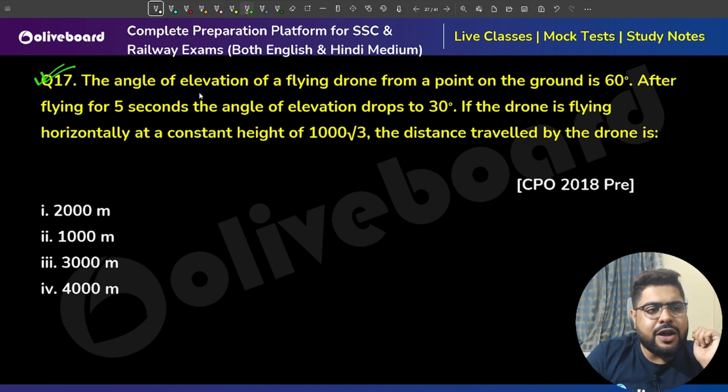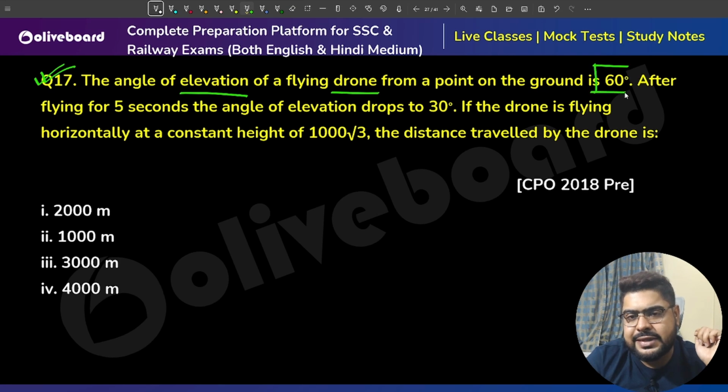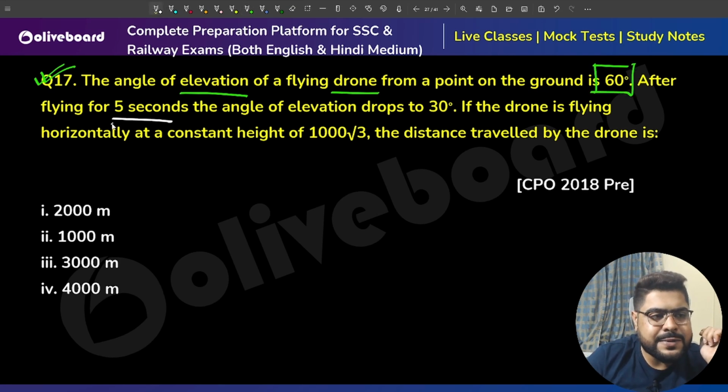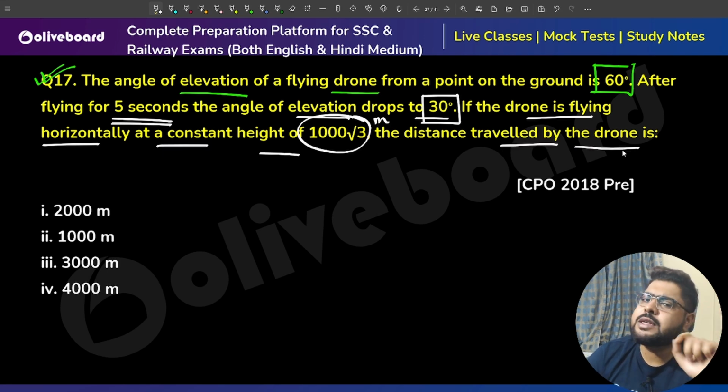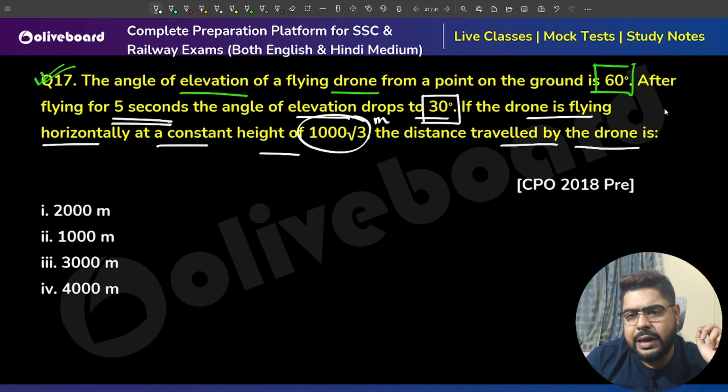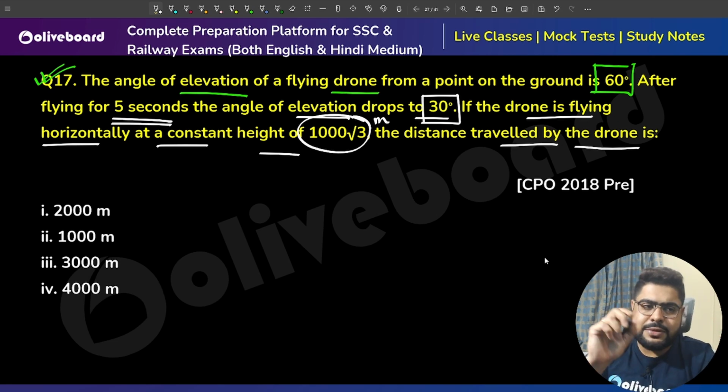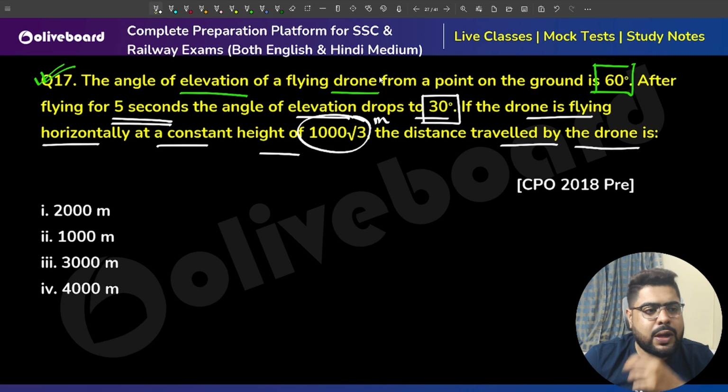So the angle of elevation of a flying drone from a point on the ground is 60 degrees. Now what is happening? After flying for 5 seconds, the angle of elevation drops to 30 degrees. If the drone is flying horizontally at a constant height of this many meters, the distance traveled by the drone is what? Now there is one small change you need to make. So you see what the problem is actually.